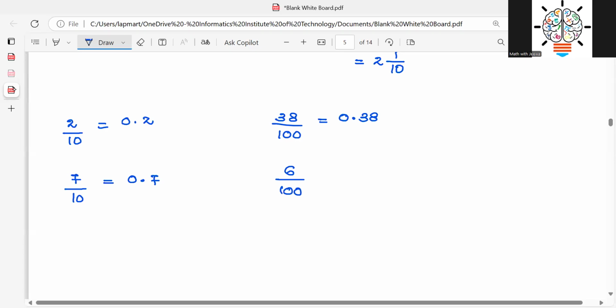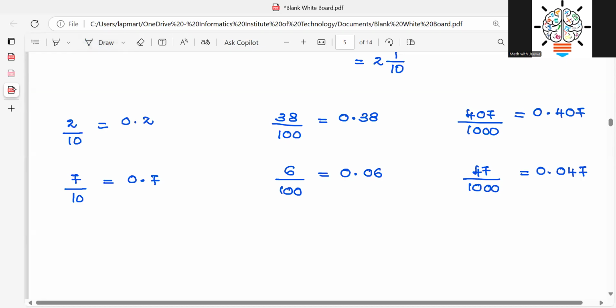Let's say you have 6 over 100. You want to keep 2 decimal places, but you have only 1 digit now. So then you write 0.06. Let's say you have 407 over 1000. So then how do you write? 0.407. But you have 47 over 1000. Now what happened? With 1000, you want to have 3 decimal places, but in 47, you have 2 digits. So then you take the 0 and write it, right?